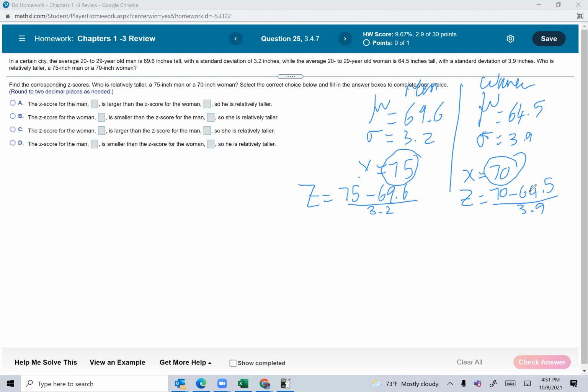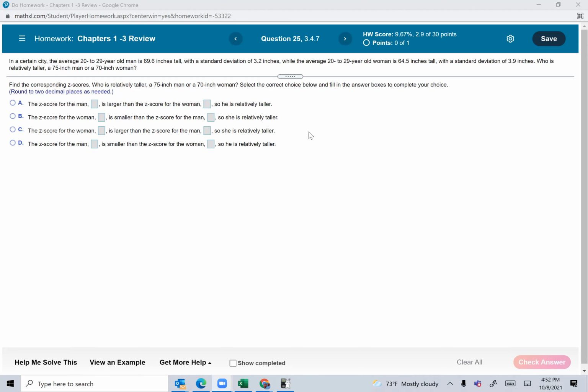If you do the math, let me see what you get. 75 minus 69.6 divided by 3.2, I got a z-score of 1.69. And now for this one, 70 minus 64.5 divided by 3.9, I got 1.41, and now we know what the answer is. The man is relatively taller because he got a higher z-score. Okay, so that's clear. Then we move to the very last two questions, I believe.